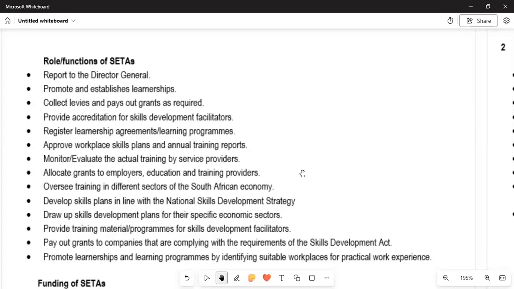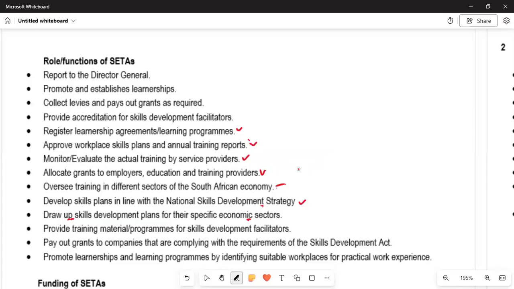They oversee training in different sectors in South Africa of the African economy. So they are the ones who oversee the training in different sectors. They develop skills plans in line with the national skills development strategies. SETA is the one who develops the skills plans, making sure that those skills plans are in line with the NSD, which is National Skills Development. SETA also draws up skills development plans for specific economic sectors.